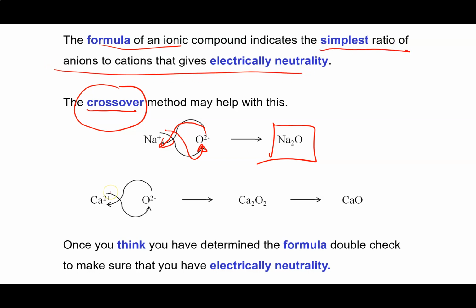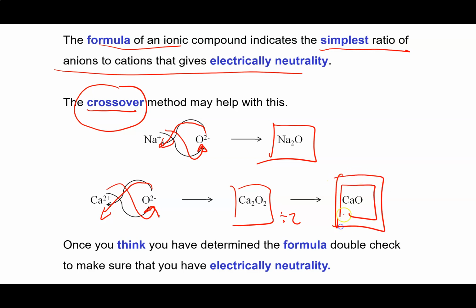So you can see if our ions have equal and opposite charges, what happens here? We've got a calcium 2+ with an oxygen 2-. So we do the crossover and we would decide that we need 2 calciums and 2 oxygens. There it is there. But we can see that this is not the simplest ratio. We can divide through by 2, the common multiple there, and then this is the correct formula over here.